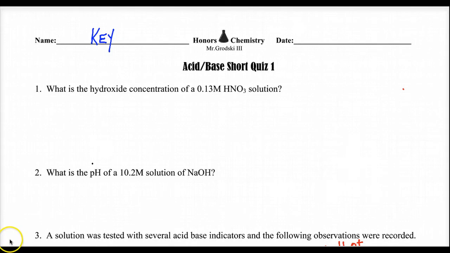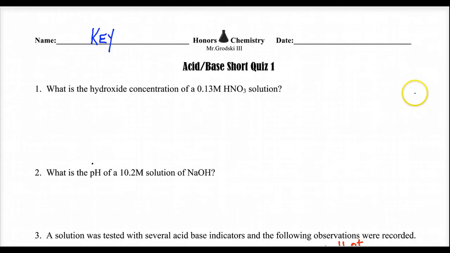So let's review the acid-base short quiz, especially the first two questions. I want to show you how these two questions are not all that difficult, although I had a lot of students who did not get these right. So let's talk about these and let's go over them.